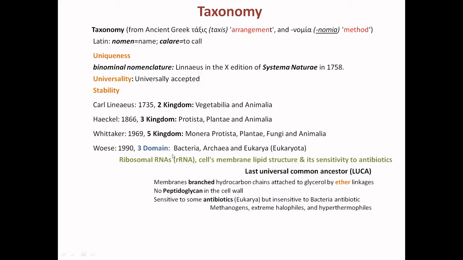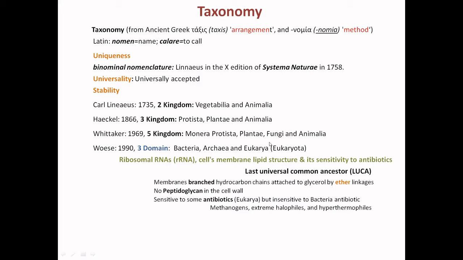Bacteria are sensitive to antibacterial antibiotics and insensitive to anti-eukaryotic antibiotics, whereas eukaryotes are sensitive to anti-eukaryotic antibiotics, with less or no sensitivity to antibacterial antibiotics. Examples of bacteria are Mycoplasma and cyanobacteria, as well as gram-positive and gram-negative bacteria. And the Eukarya is further subdivided into four kingdoms.